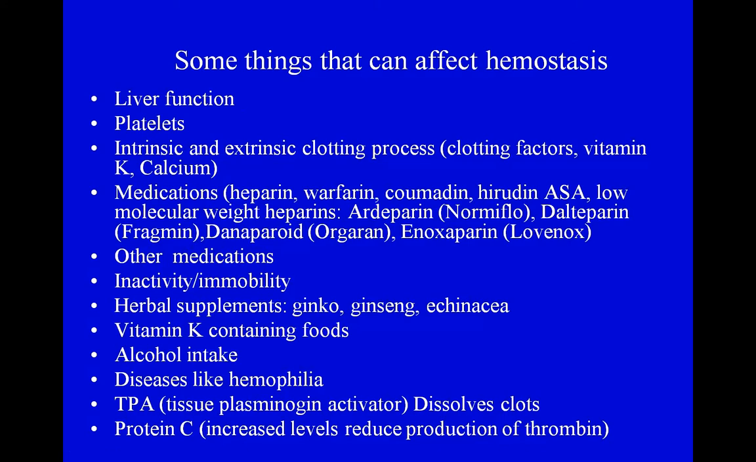The liver does. Guess what produces factor 1? That one that was really important in both processes, the intrinsic and extrinsic. The fibrinogen comes from the liver. So I need a liver that could work. If you have liver disease, if you're an alcoholic and you have cirrhosis of your liver, you can also have problems with your blood being too slippery and not clotting like it should.